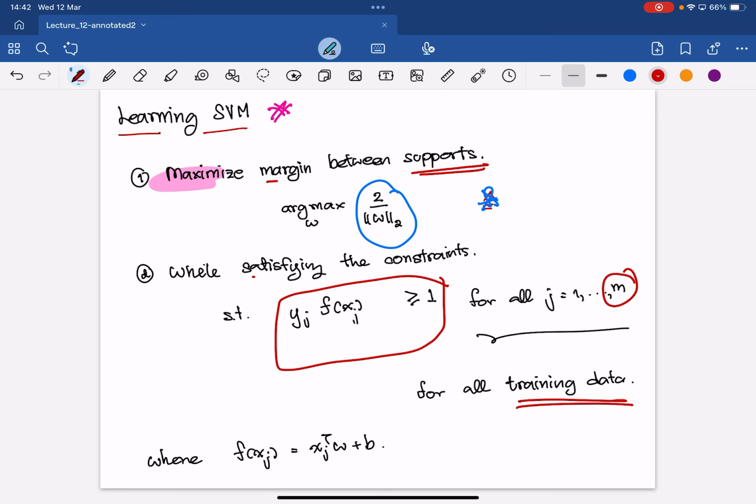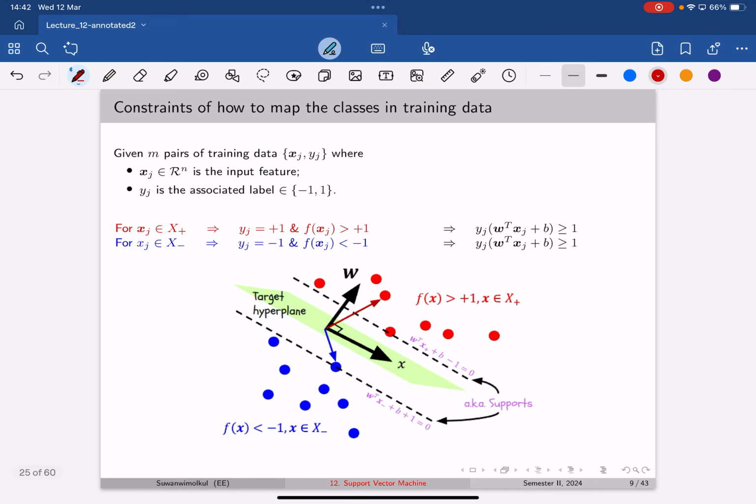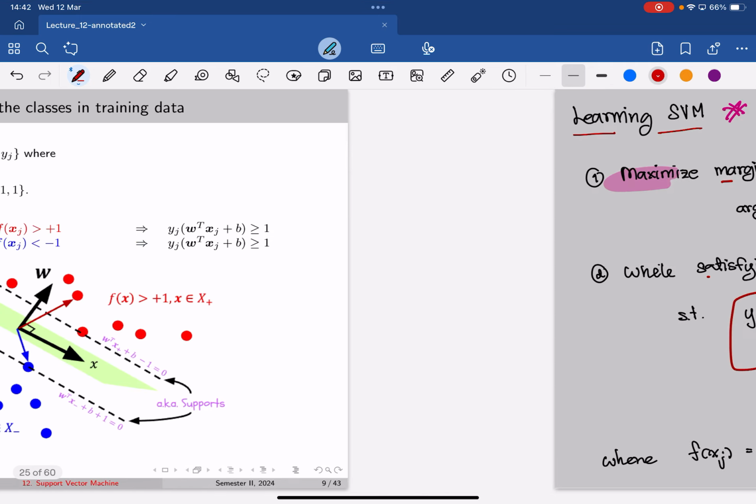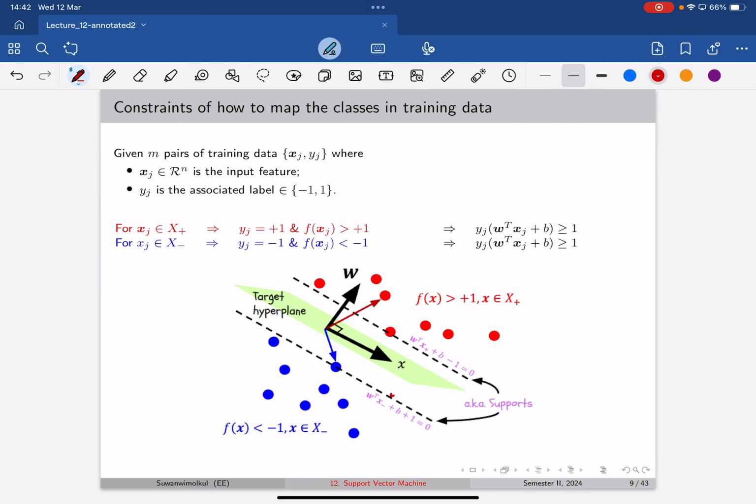What does it mean if your data is not linearly separable? That means that, okay, let's say if you have a hyperplane like this, there will be some of your data points that actually go below here, or some points go up here. So there's some kind of mixing of data points that is non-linearly separable.